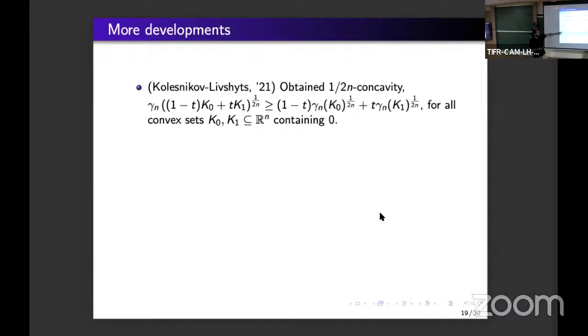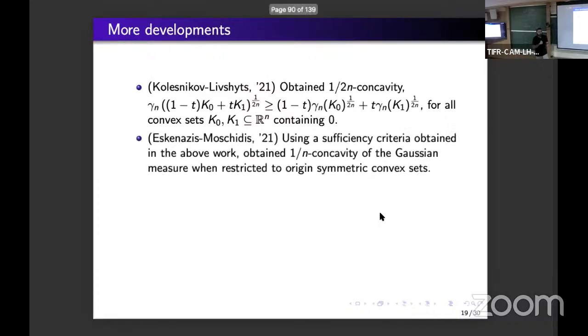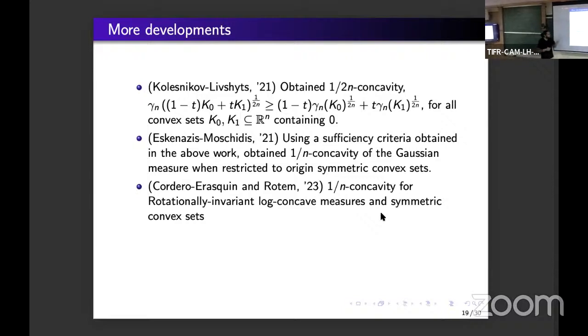And using this approach, a bunch of things happened. A 1/2n concavity result was proved by Kolesnikov and Livshyts, and this was for all convex K0 and K1 containing the origin. And then Eskenazis and Moschidis used things from the sufficiency criteria that Kolesnikov and Livshyts came up with, in terms of the functional inequality for a solution of a certain elliptic PDE. And they proved 1/n concavity if your K0 and K1 are symmetric convex bodies. So the question of Gardner and Zvavitch was settled in this way for the Gaussian. And then Rotem and Cordero-Erausquin proved the same result for all rotationally invariant log-concave measures. So still your K0 and K1 are symmetric convex bodies, because this method depends on the things in the previous slides.